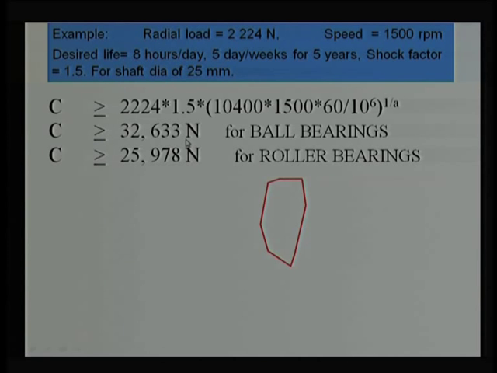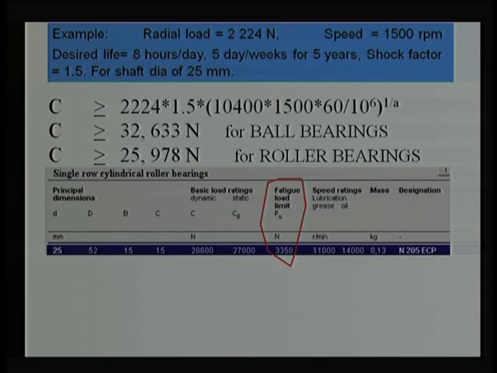32.6 kilonewton. Now, we have a catalog for roller bearing, and we have a catalog for ball bearing. See, first is a single row cylindrical roller bearing, which is the easiest configuration. We are selecting a bearing for a shaft diameter of 25 mm. So, over here, this bearing is for 25 mm shaft diameter, that is, the bore diameter is 25 mm. The outer diameter for this kind of bearing, which is able to show dynamic capacity more than 25.978 kilonewton, is available as 28.6 kilonewton.